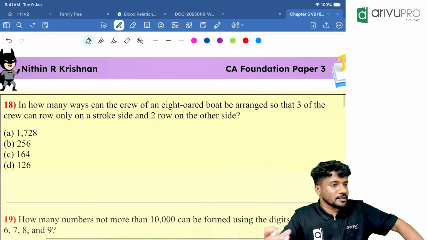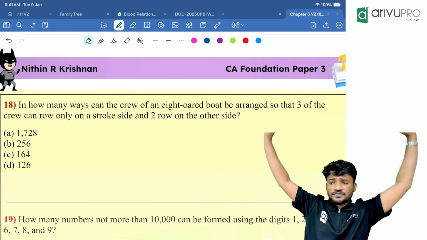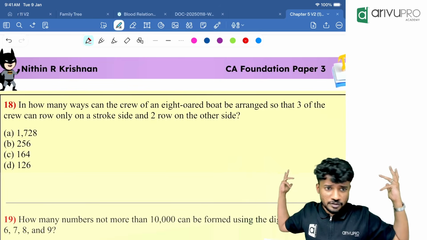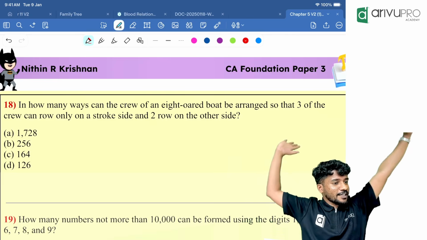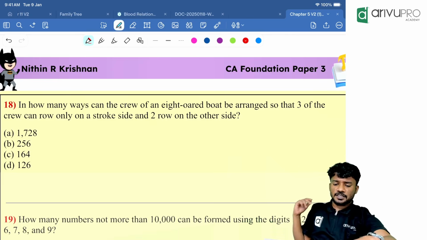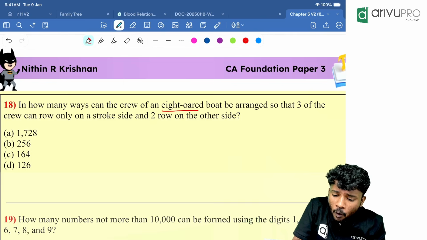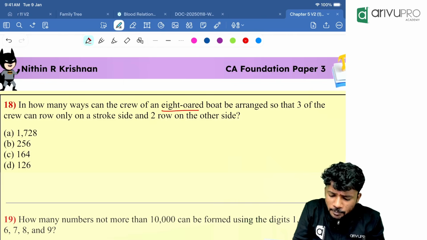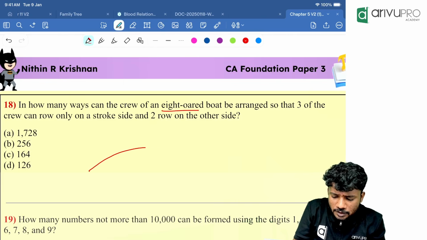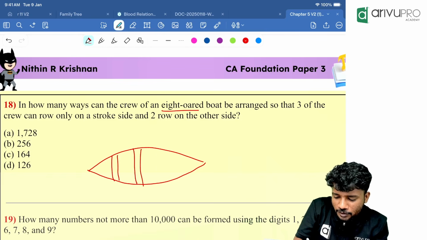Look at this question. It's a very beautiful question. Chances of repetition are very less, but still, who knows? We don't know whether they will ask or not. In how many ways can the crew of an 8-oared boat be arranged? An 8-oared boat means what? Everyone knows a boat? For example, this is the boat, the top view of the boat, a drawn view.